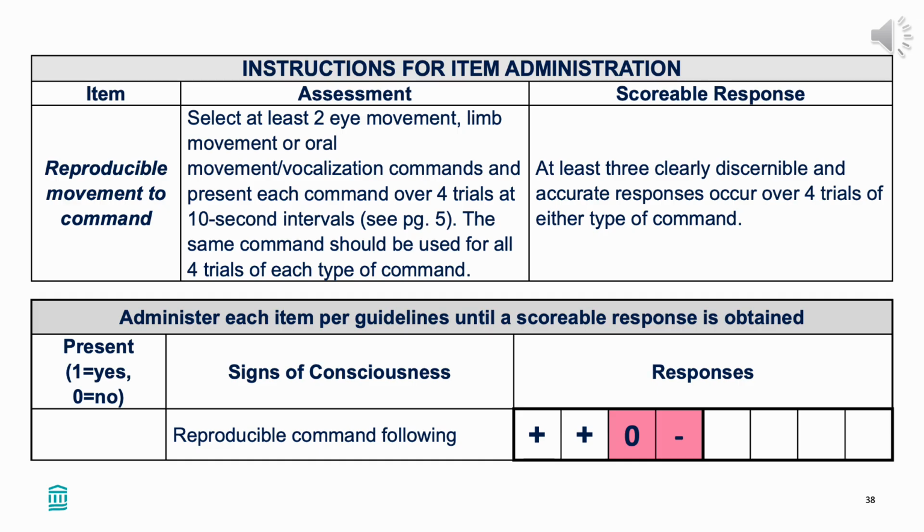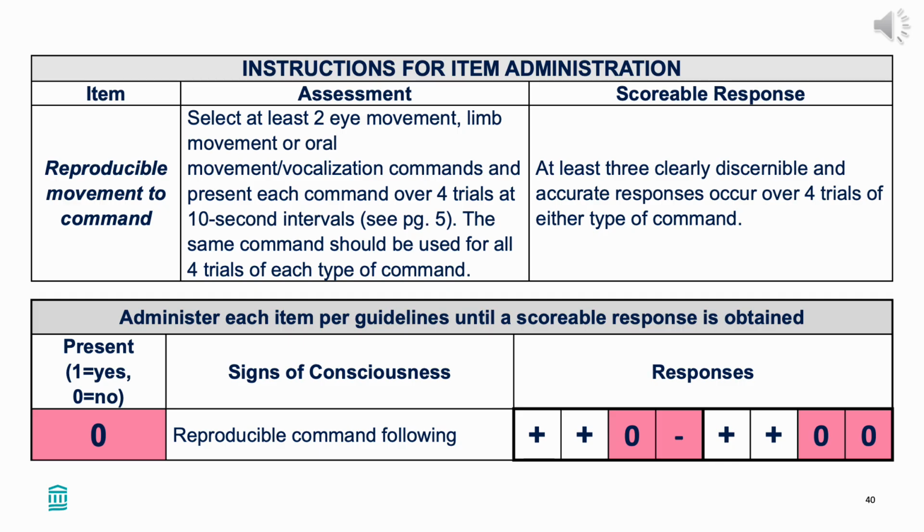However, if the patient provides an incorrect response to 2 or more trials of the limb movement command, then the examiner must select a new command and administer another 4 trials. Let's say the examiner selects an eye movement command and instructs the patient to look up at the ceiling. If the patient provides at least 3 accurate responses to the eye movement command, then the patient meets the criteria for reproducible command following. The behavior can be marked as present with a 1 in the left-hand column, and the assessment can be discontinued.